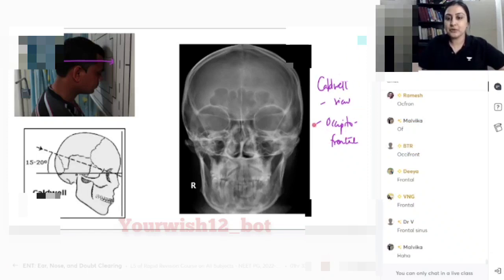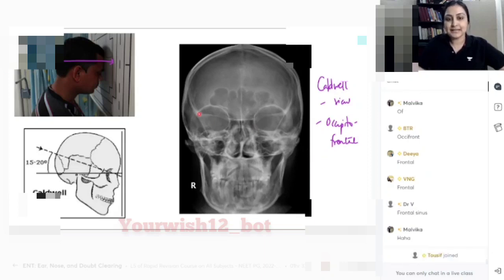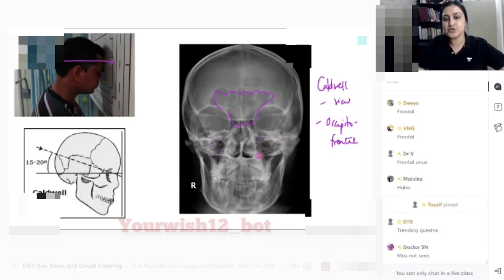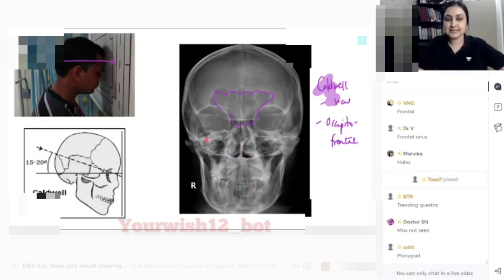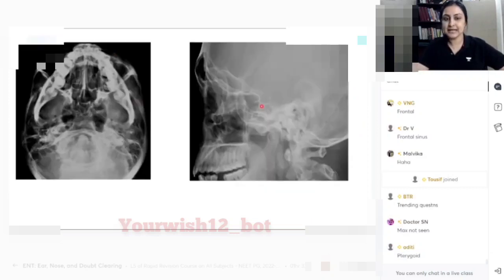So this is the Caldwell view, the occipito frontal view, right? And this is obviously the best for the frontal sinuses. So frontal sinuses are going to be seen best here. Okay? Maxillary, how to identify it? You won't be seeing the maxillary sinus, because bone will overlap on top of it. So this is how you'll identify the Caldwell view. Okay? So is this clear to everybody? You are not making a mistake here.